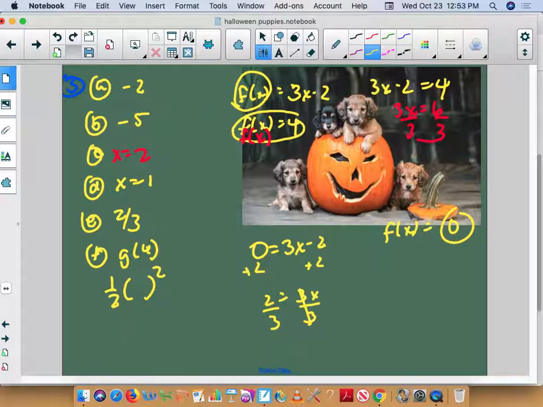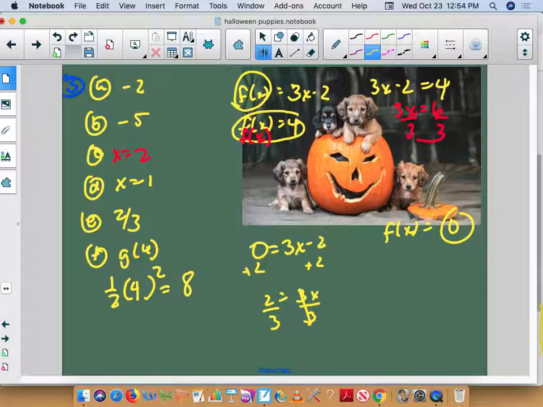You know how I always am drawing parentheses everywhere there's an x. And into that parentheses, I've got my first number, 4. And I get half of 16, which is 8. Are y'all okay on F? Yes. All right, on G, G of -1.